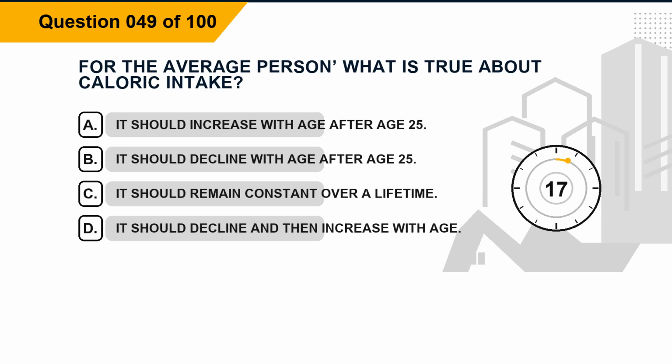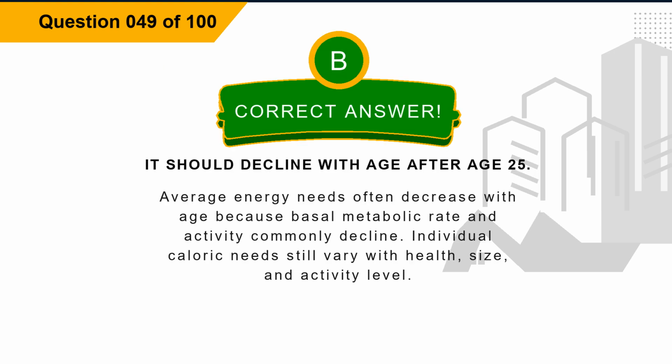Question 49. For the average person, what is true about caloric intake? Option A, it should increase with age after age 25. Option B, it should decline with age after age 25. Option C, it should remain constant over a lifetime. Option D, it should decline and then increase with age. The correct answer is option B, it should decline with age after age 25. Explanation. Average energy needs often decrease with age because basal metabolic rate and activity commonly decline. Individual caloric needs still vary with health, size, and activity level.